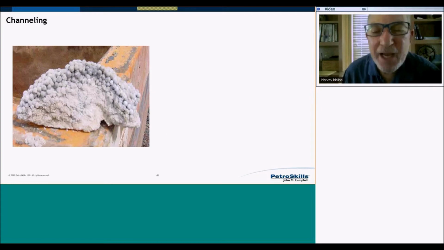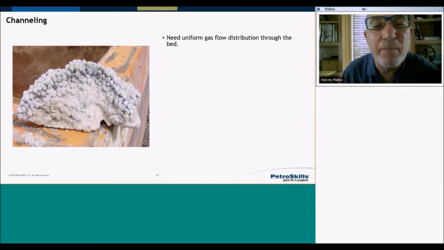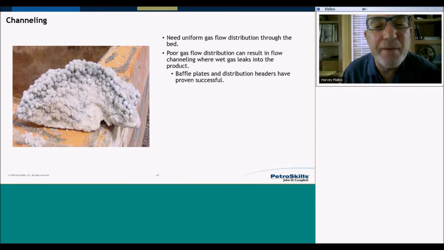Channeling. You have 2 different types of channeling that occur in the industry. You have flow channeling and adsorption channeling, and I'll mention a little about both. You need to have uniform gas flow distribution through the bed. Poor gas flow distribution will result in flow channeling. Imagine some of the gas preferentially going in the middle of the bed and not at the end of the bed. So the gas that flows through the middle of the bed will exit and saturate that portion of the sieve very quickly, and you're going to end up getting wet gas leaking into the product.